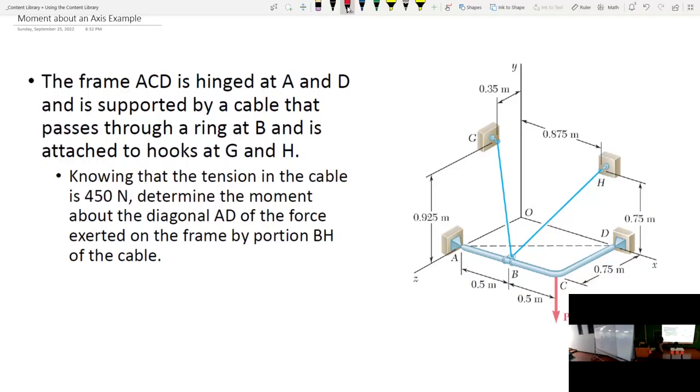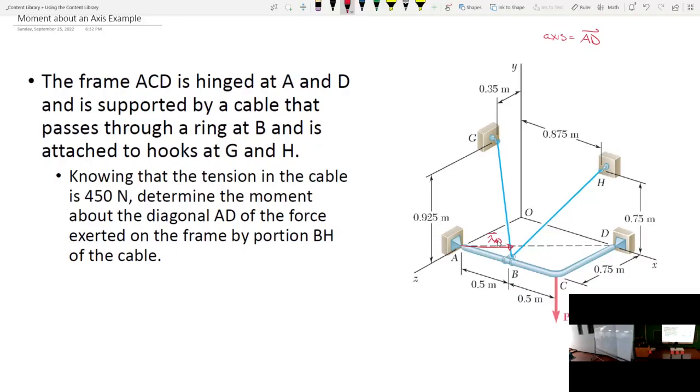Okay. So what this means is that for this problem, this is our axis, right? So we're doing a moment about an axis example. The axis is AD, okay? So what we're ultimately going to need is a lambda vector about that axis, okay? We're going to need a lambda vector about that axis.